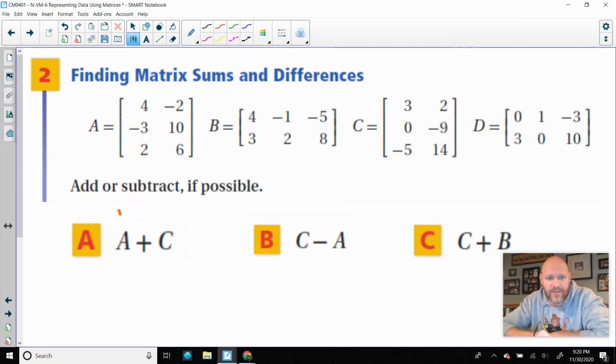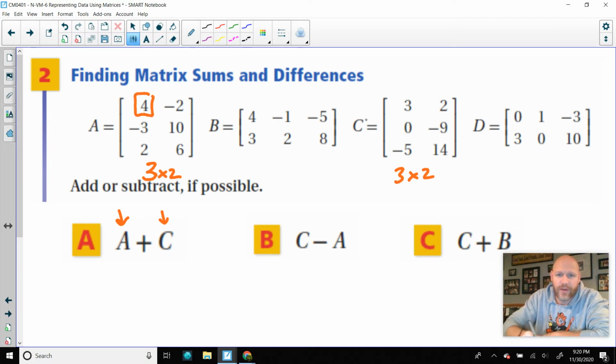Here we have a bunch of matrices. And so if I'm doing matrix A plus matrix C, first I want to check and see that the dimensions are the same. Matrix A is a 3 by 2 matrix. It has 3 rows and 2 columns. Matrix C has 3 rows and 2 columns. So you are allowed to add them together. We'll just take this first number in the first corner and add it to the first number in the first corner of the other matrix.